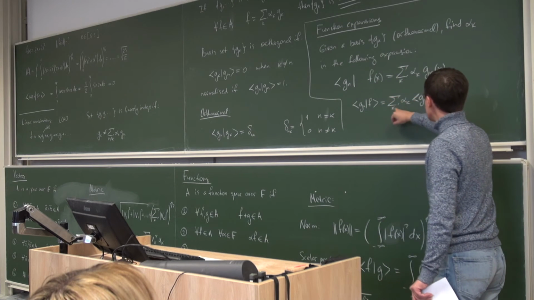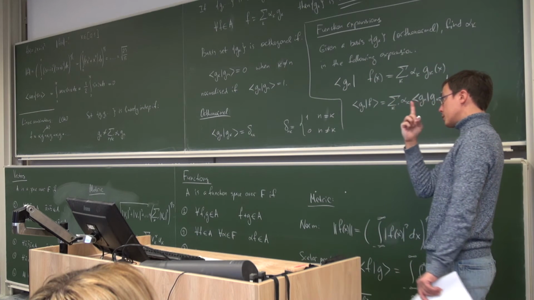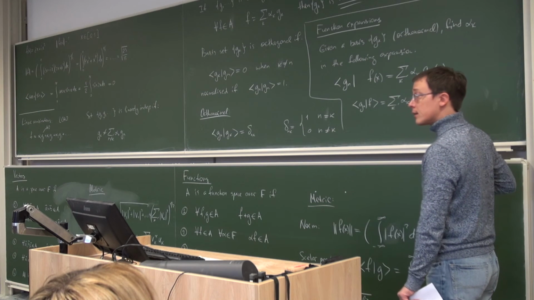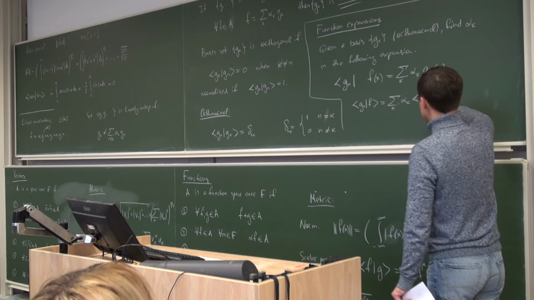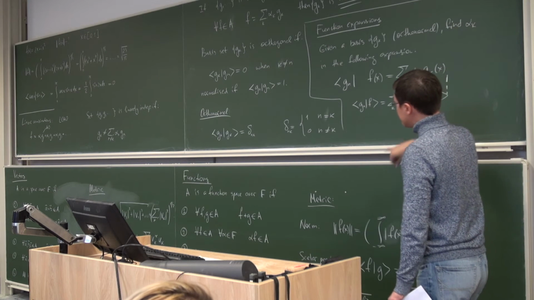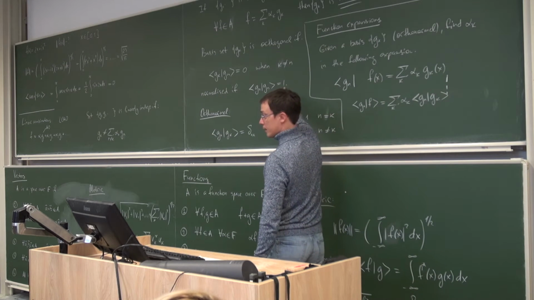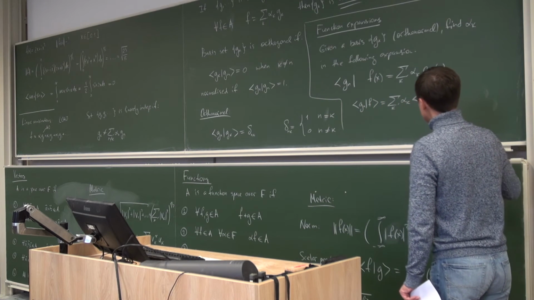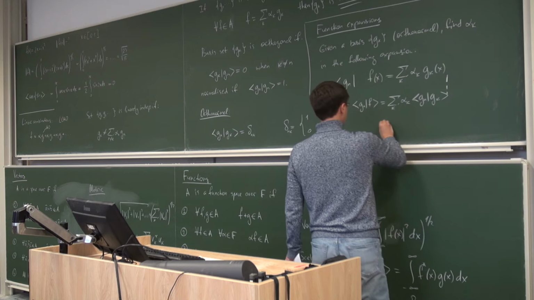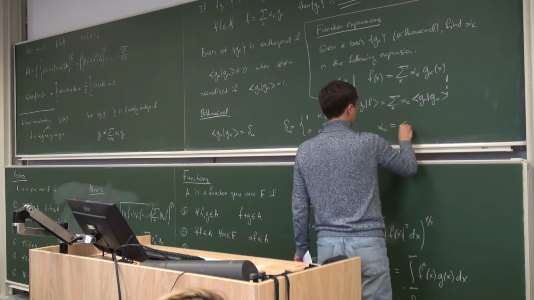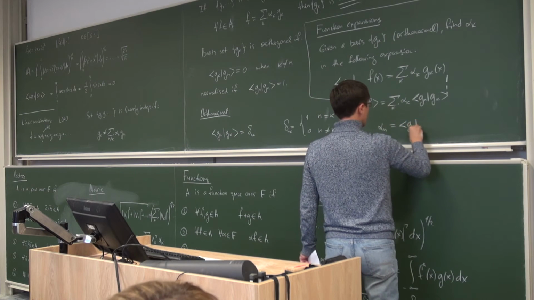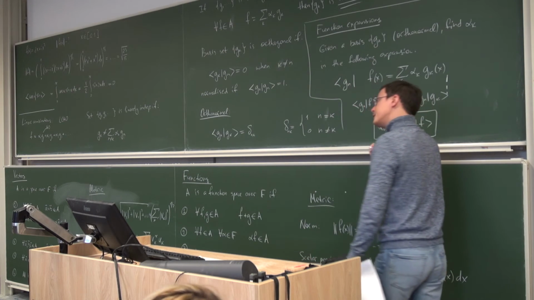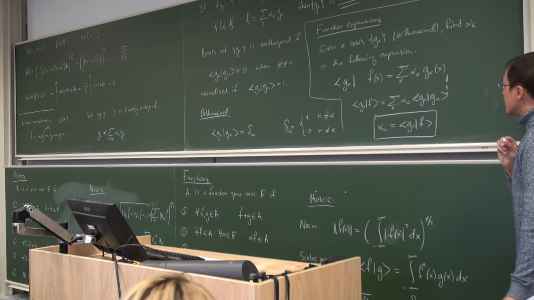So in this entire big sum, only one term actually survives, and that's the term when n is exactly the same as k. And even then, gn is 1. So we are only left with alpha n, which then produces a wonderful relation: alpha n is a scalar product of gn with f, which is a pretty extraordinary result if you think about it.